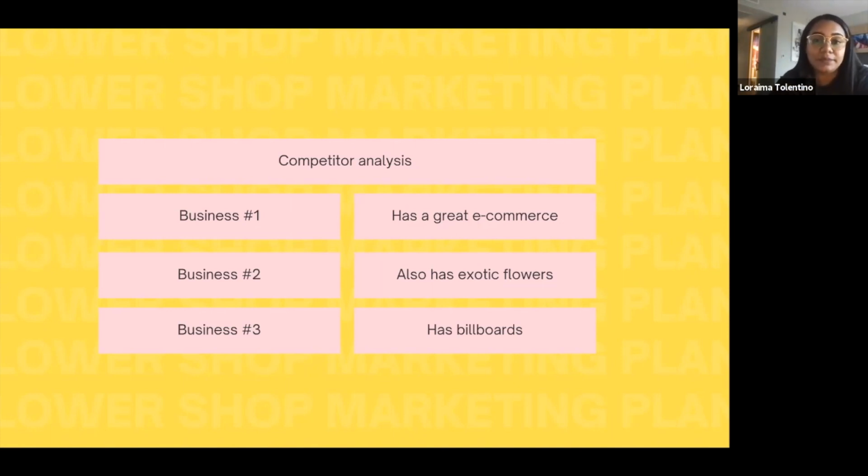And then on the second one, we found out that it also sells exotic flowers. So that kind of turns our opportunity into a threat because now we know of a competitor that has great flowers as well. And on business number 2, we figured out that their marketing campaign includes billboards. So it becomes very relevant for people that are driving. All of that makes us understand what our competitors are doing and what's working for them the most, for us to be able to create campaigns accordingly.